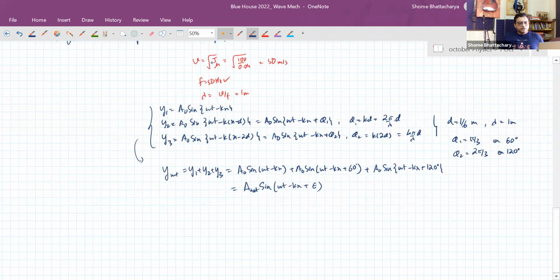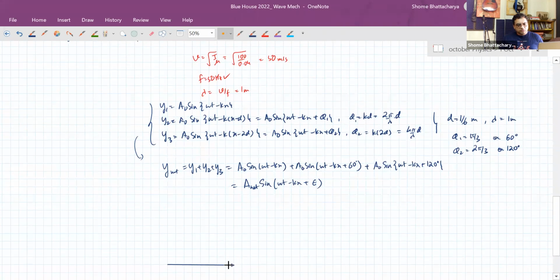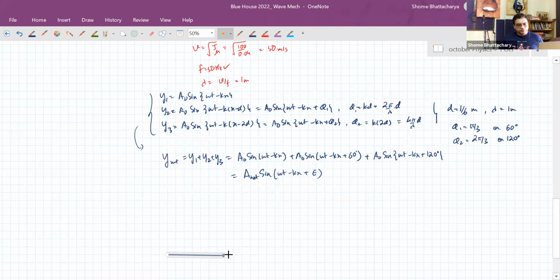Okay, so now this phasor addition we can just do by drawing a simple phasor diagram like this. It will be much easier, they said. So the first amplitude, if we represent like this, the second one is at 60 degrees to this, let's say like this, and the third one is at 120 degrees in comparison.